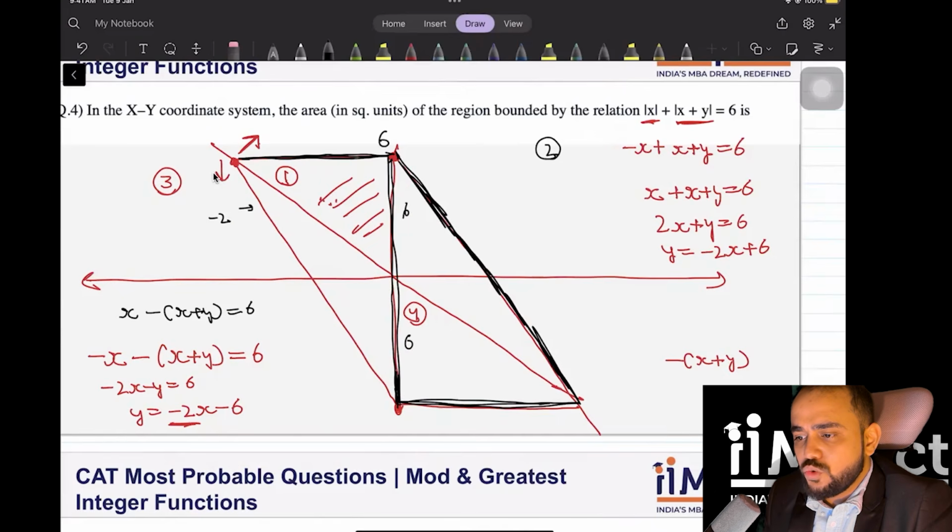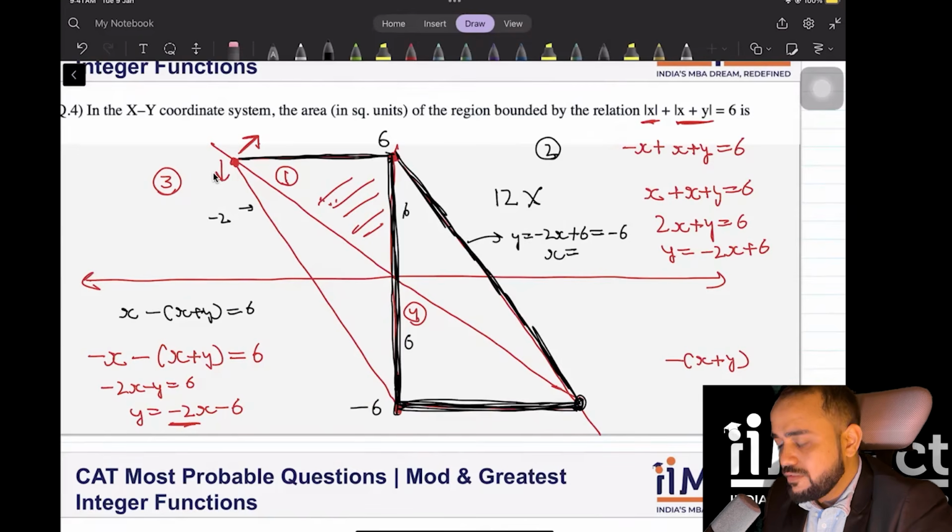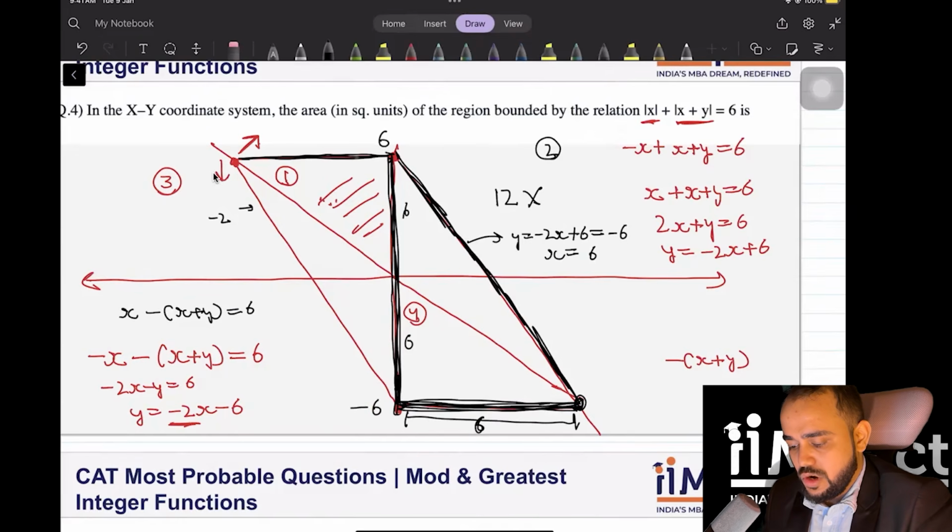So you can use base into height. You will see that the height here is 12, and the base that I will consider is going to be this one. So now I have to find what essentially this point is. The equation that I had gotten was y is equal to minus 2x plus 6. I want to see what the x value is when this entire thing is equal to minus 6. So I will get x is equal to 12 by 2, that is 6. So this is 6. So your answer will be 12 into 6, which is 72.